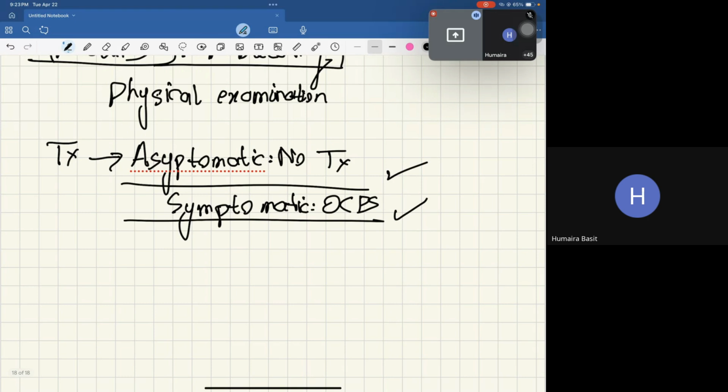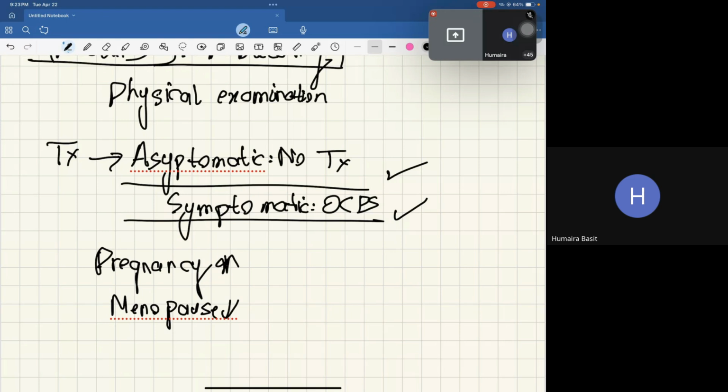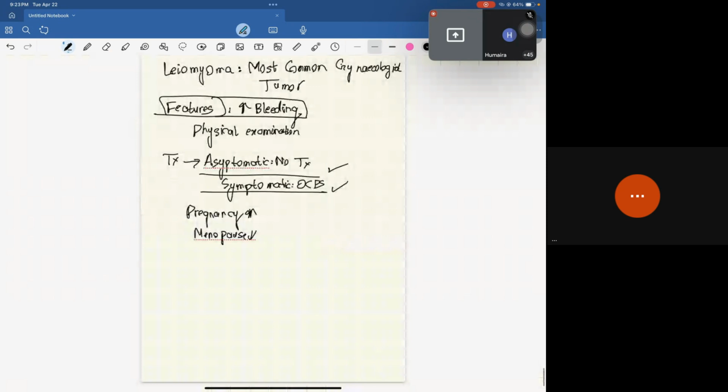Again, it is very estrogen sensitive. So in pregnancies, leiomyomas will enlarge in size, and after pregnancy, in menopause, they will become smaller in size. They have no cancerous potential and they won't lead to cancer. Any questions? No. Okay.